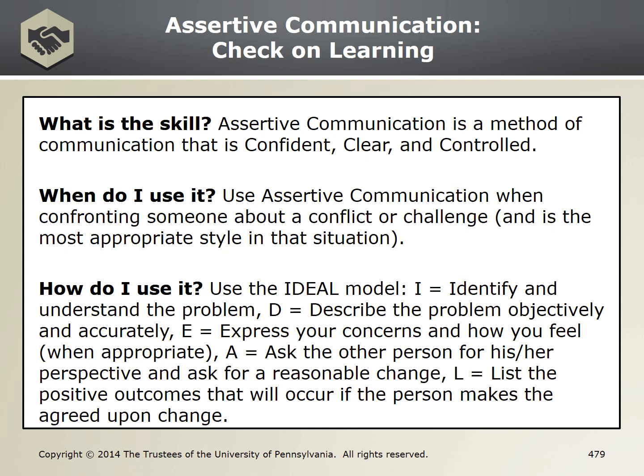Use the IDEAL model. I is identify and understand the problem. D, describe the problem objectively and accurately. E, express your concerns and how you feel when appropriate. A, ask the other person for his or her perspective and for a reasonable change. L, list the positive outcomes that will occur if the person makes the agreed upon change.